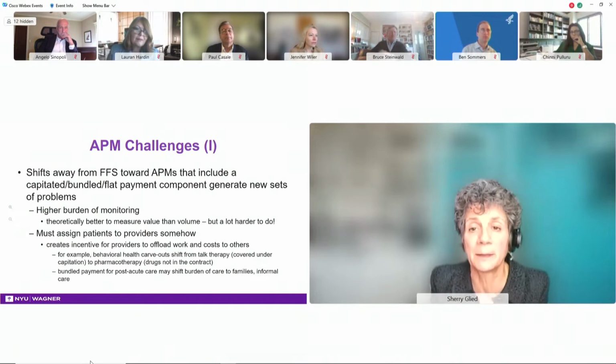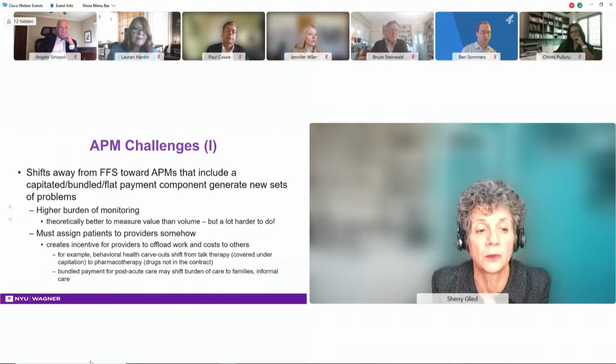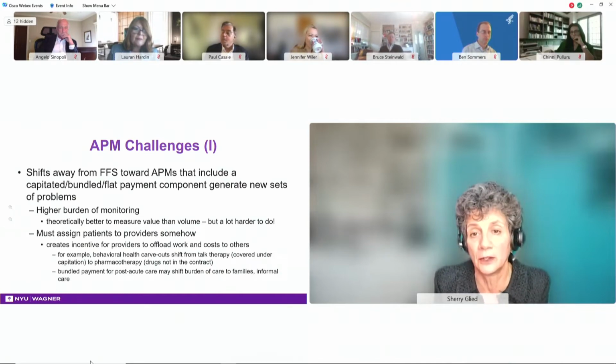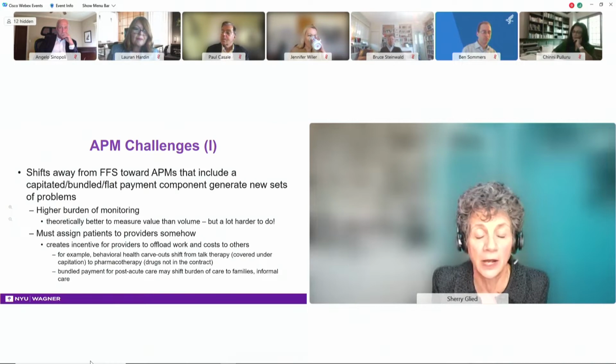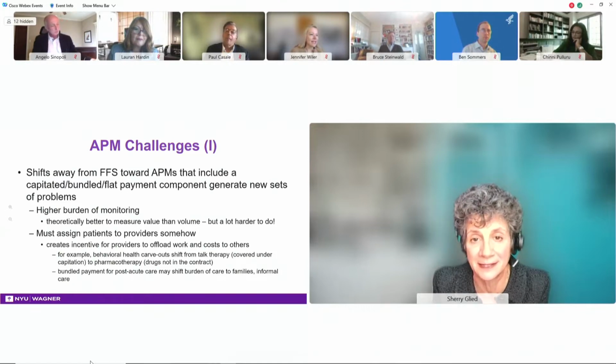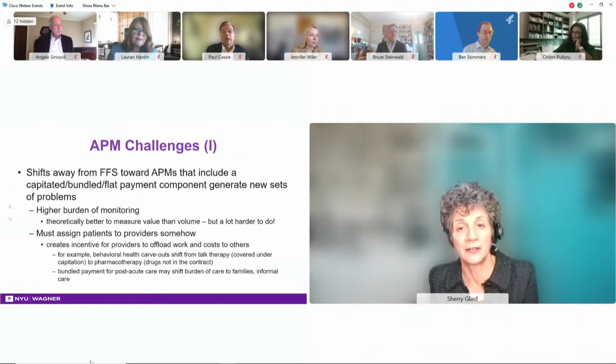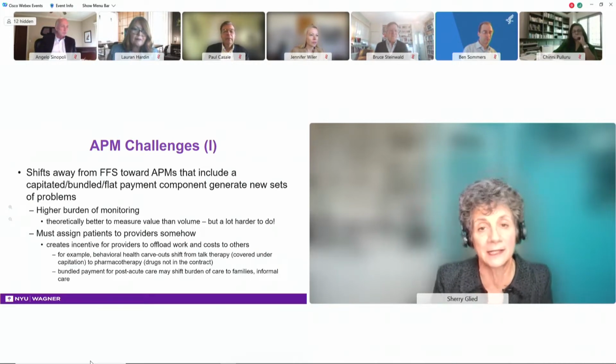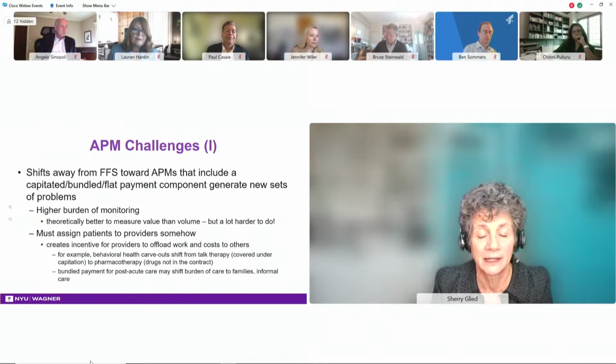So let's think about moving away from fee-for-service to alternative payment mechanisms. Let's move to a capitated, bundled, flat payment component. That's going to generate a new set of problems. We have a much higher burden of monitoring. It is better to measure value than volume, but it's a lot harder to measure value than volume. That's just the reality. You have to assign patients to providers. And if you're assigning patients to providers, it can create, doesn't necessarily, incentives for providers to offload the work they do and the cost of that work to other people.